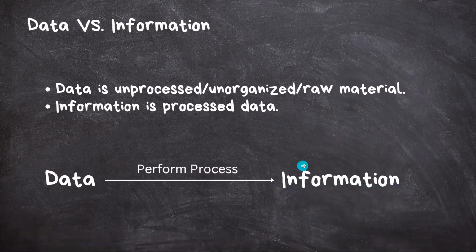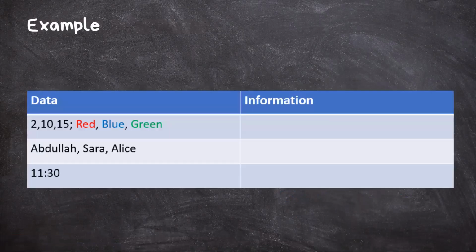To understand this difference in a better way, let's look at a couple of examples. Here are 3 examples right in front of you. And you can see this left column is of data, examples of the data. And we want to see what the information is. So let's look at the first example. We have 3 numbers here, 2, 10, and 15. And there are 3 colors, red, blue, and green.